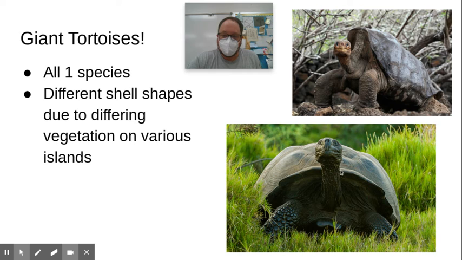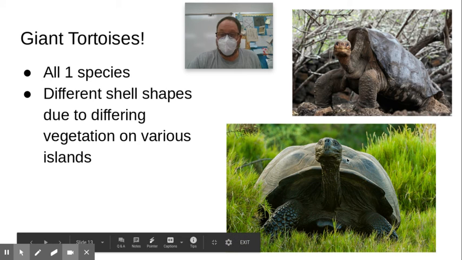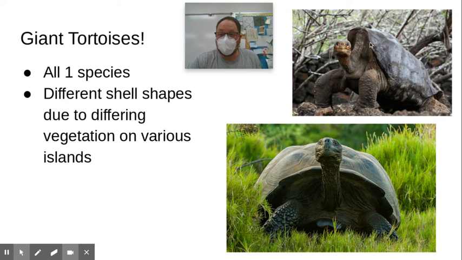So the shells have just sort of a straight dome or a flattened dome. Those tortoises get their food from vegetation that's on the ground. Here you see a larger hump in the shell, and for these tortoises, the vegetation they consume is higher up off the ground. So again, the tortoises are all different and adapted for the particular islands in which they live.